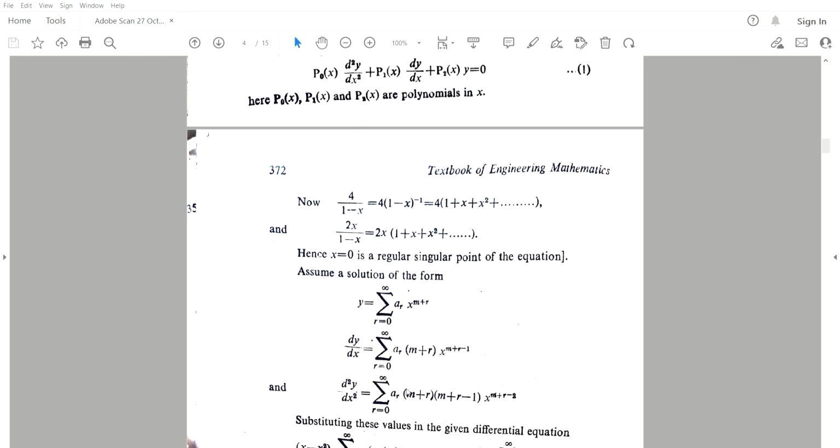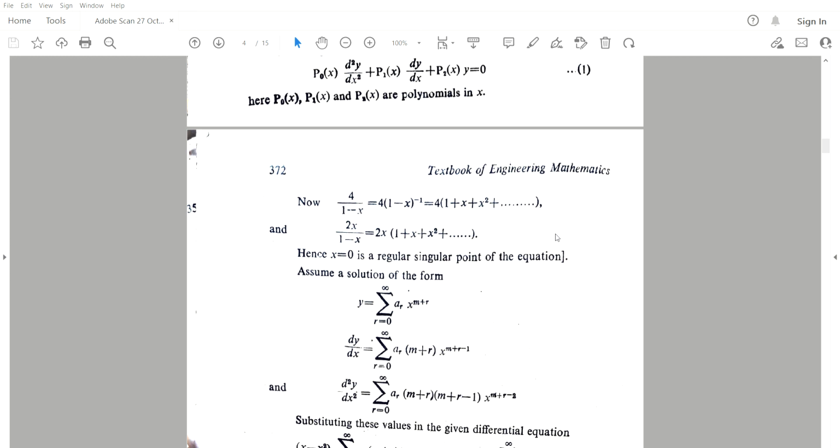Now if it is a regular singular point, then how can we solve? You just need to know that there are two types of singular point. One is regular singular point, another is irregular singular point. The definition of regular singular point and the definition of irregular singular point. That is all. Now how to solve the equation.